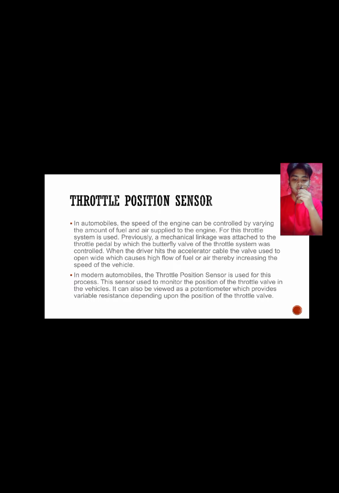In modern automobiles, the throttle position sensor is used for this process. This sensor is used to monitor the position of the throttle valve in the vehicles. It can also be viewed as a potentiometer, which provides variable resistance depending upon the position of the throttle valve.